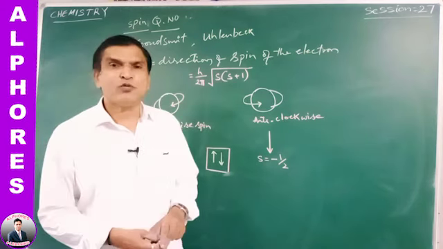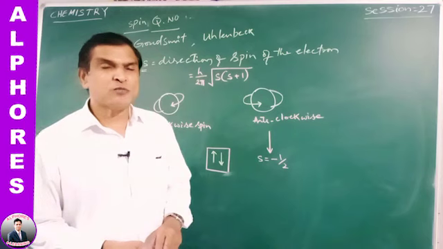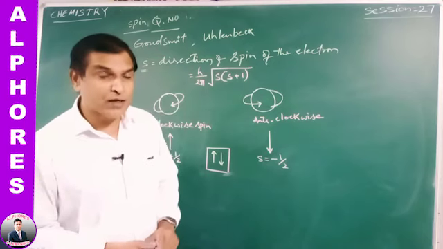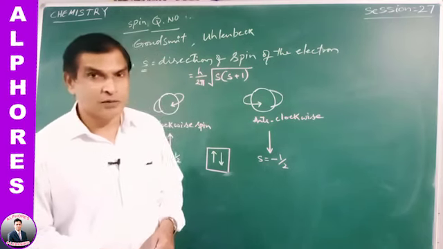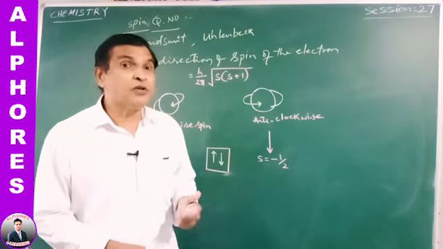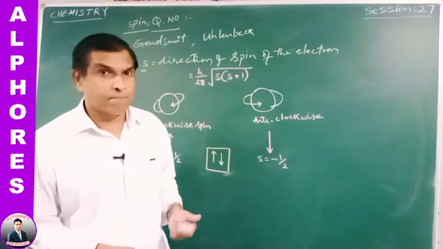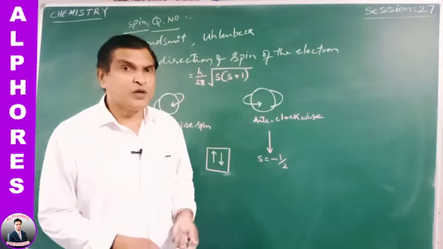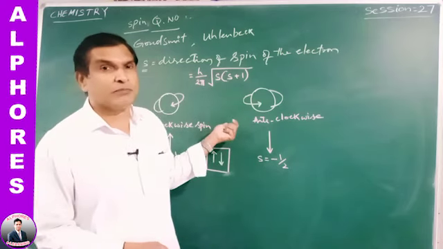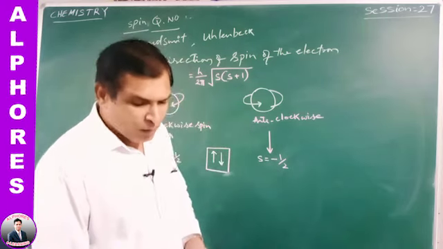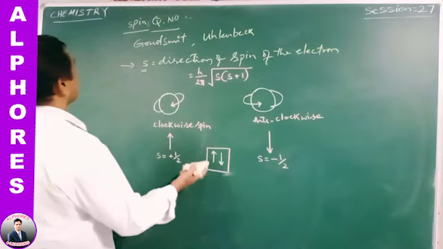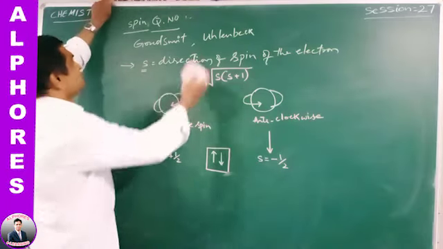Another point you should remember: among all four quantum numbers, principal quantum number, azimuthal quantum number, magnetic quantum number, and spin quantum number, the quantum number which cannot be derived from the Schrodinger wave equation is the spin quantum number. That is one of the important bits. So that is about the spin quantum number.